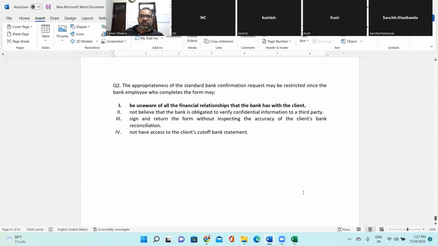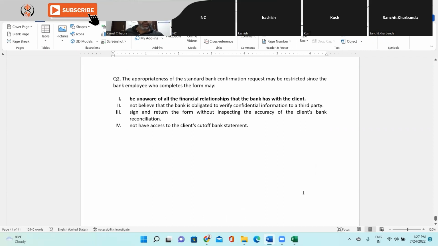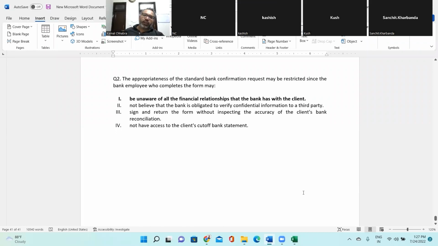Yes, sir. Cool. So last question of the day: the appropriateness of the standard bank confirmation requests may be restricted since the bank employee who completes the form may: 1, first be unaware of all the financial relationships that the bank has with the client; 2, not believe that the bank is obligated to verify the confidential information to a third party; 3, sign and return the form without inspecting the accuracy of the client bank reconciliation; 4, not have access to the client cutoff bank statement.